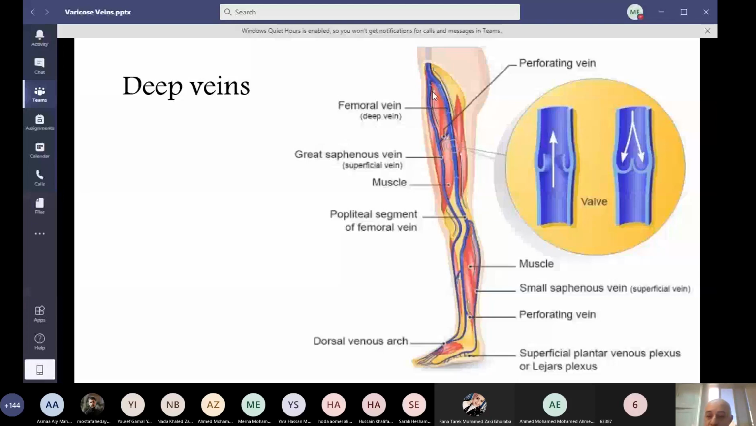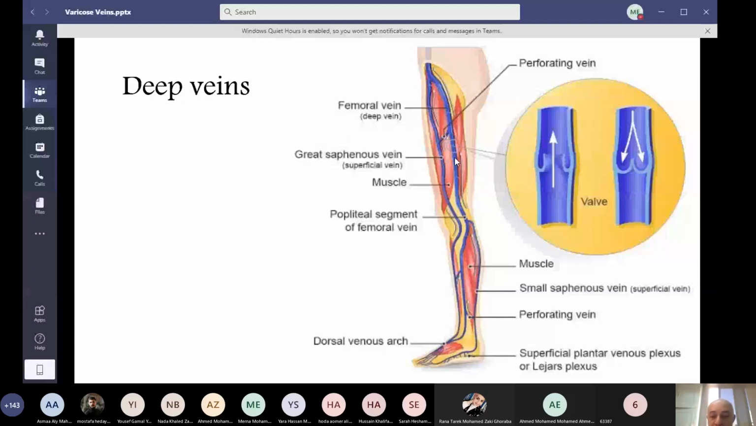The deep veins contain valves, as you see. These are bicuspid valves. These bicuspid valves allow the passage of the blood from below upwards, and if the blood returns from above downward, the valve will close and prevent its passage in the opposite direction.